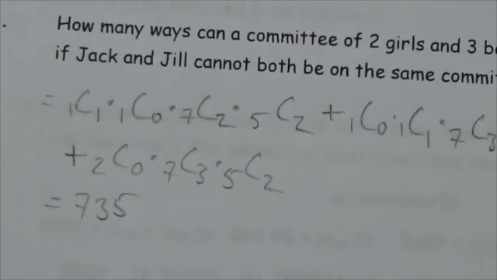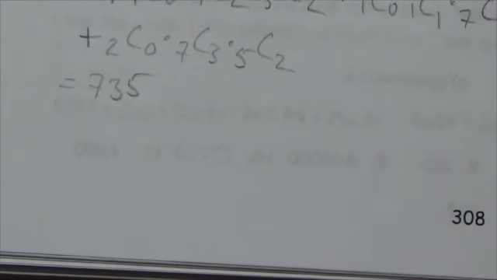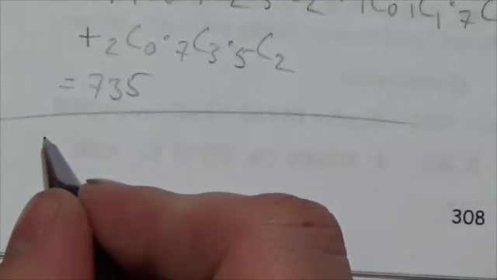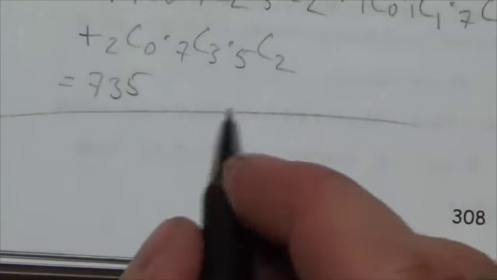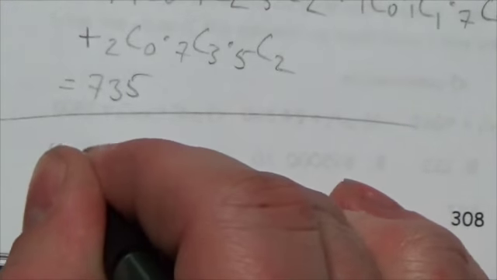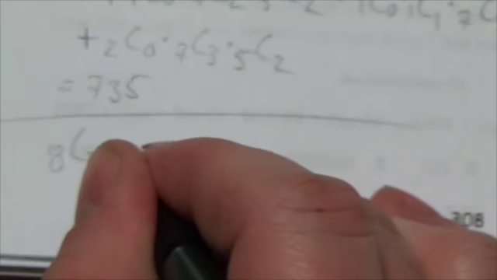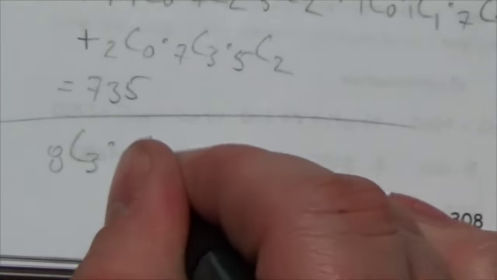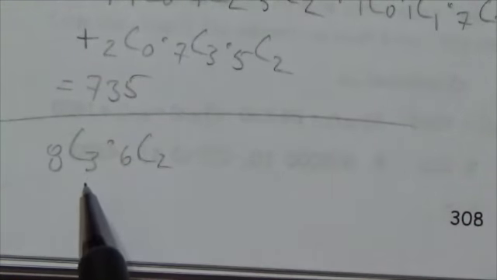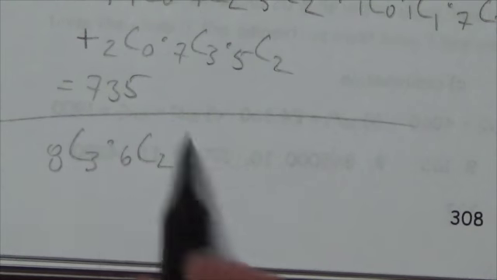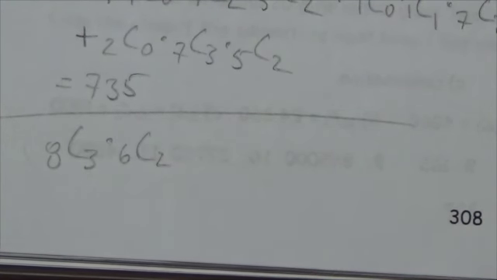Now, before we leave this question, I should point out that there is another way that we could have done this one. Another thing that we could have done here was to take all of the possible committees. Again, there's still a restriction that we have to have 3 boys and 2 girls. So we had 8 boys to choose from, so 8 choose 3. And we had 6 girls to choose from, and we were choosing 2, so 6 choose 2. So 8 choose 3 times 6 choose 2. This is all of the possible committees that have 2 girls and 3 boys.